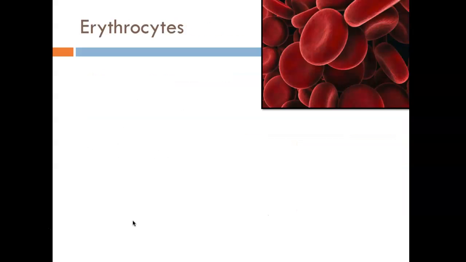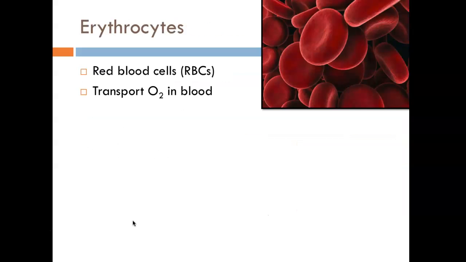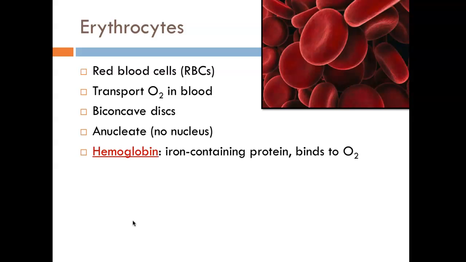Okay, so let's talk about erythrocytes. They're the red blood cells. They transport oxygen. They are shaped like biconcave discs. They have no nucleus because they don't really need to make any proteins. They have hemoglobin. That's the only protein that they really need. Hemoglobin is an iron-containing protein that binds oxygen and then releases oxygen at different organs. Red blood cells have a lifespan of 100 to 120 days.